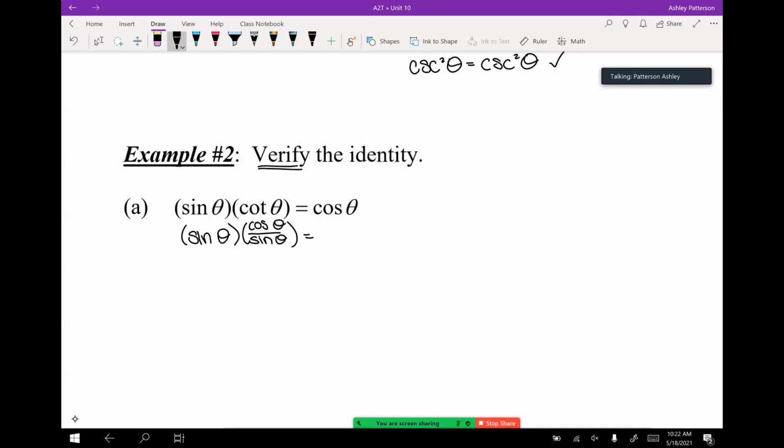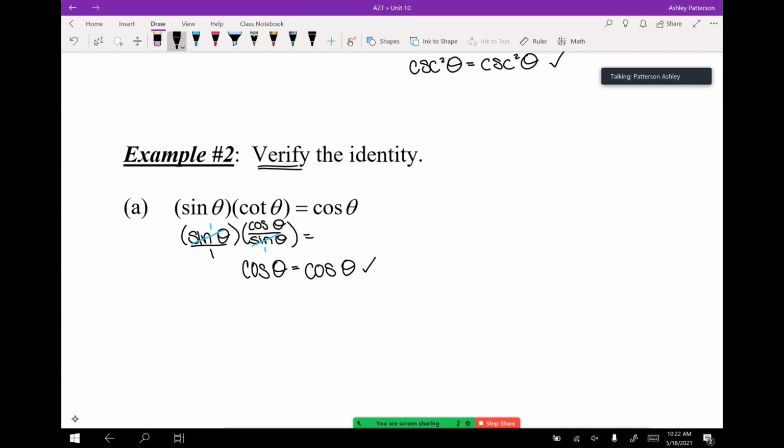All right. At this point, sine of theta is over 1. We don't ever write it because it's the 1, right? We don't need it. However, we could cancel. So if sine of theta is in the numerator and sine of theta is in the denominator, they can cancel out. And we are left with cosine of theta, which is exactly what we needed. And we're done.